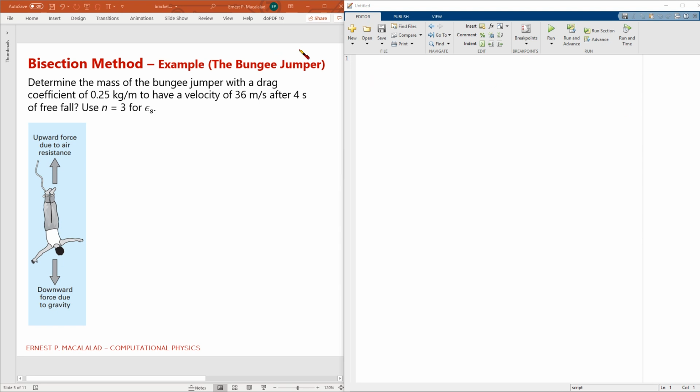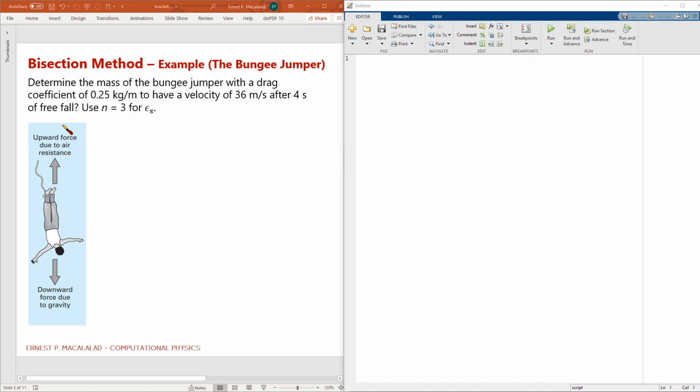Okay, so here we're going to have an example on the bungee jumper wherein we want to determine the mass of the bungee jumper with the drag coefficient of 0.25 kilograms per meter to have a velocity of 36 meters per second after 4 seconds of free fall. We're going to use n equal to 3 for our stopping criteria.